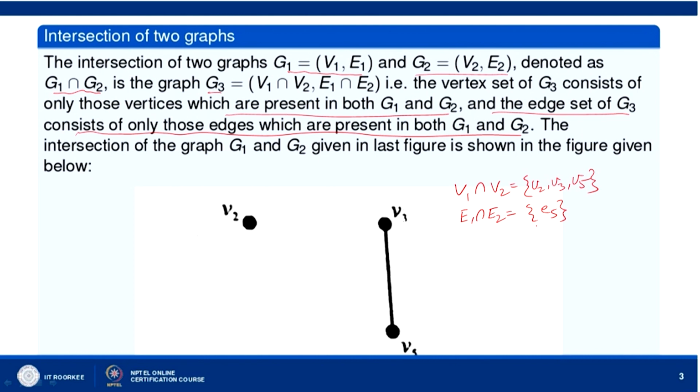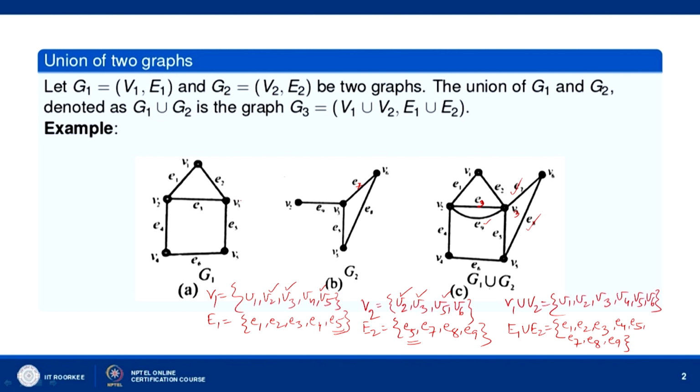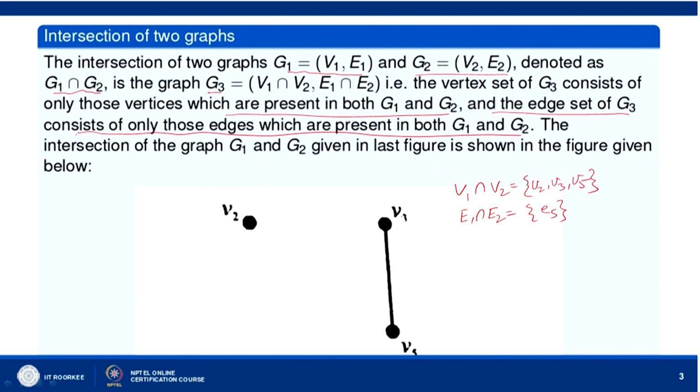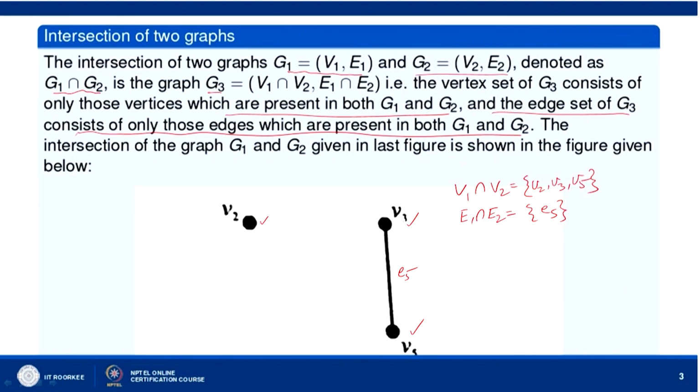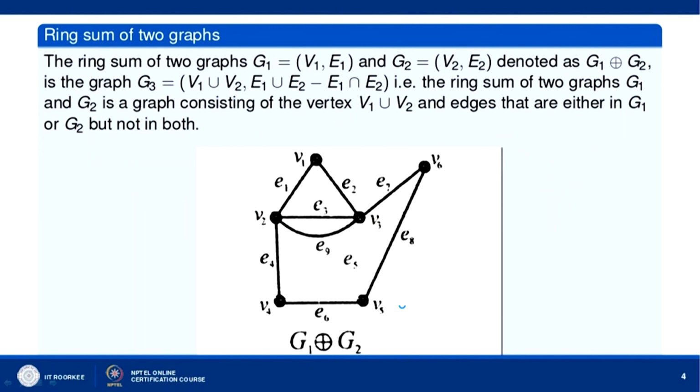Now, you can see here V3 and V5 are joined by E5, and here also V3 and V5 are joined by E5. So, when you take the intersection of G1 and G2, you get V3 and V5 joined by this E5, and V2 occurs as an isolated vertex. So, this is the graph of G1 intersection G2, where V2 is an isolated vertex and V3 and V5 are joined by the edge E5. Now, the ring sum of two graphs.